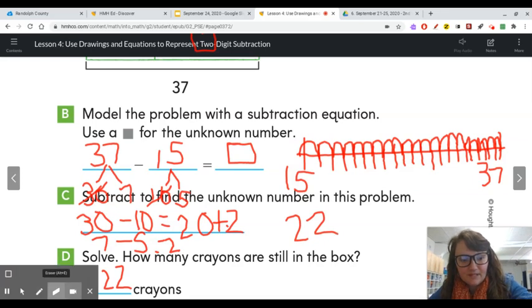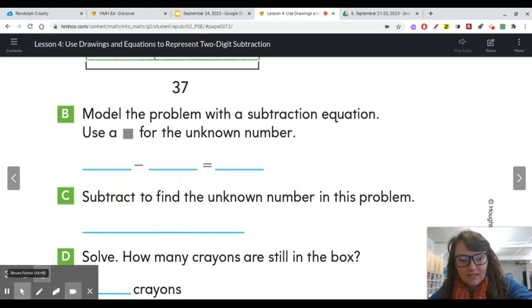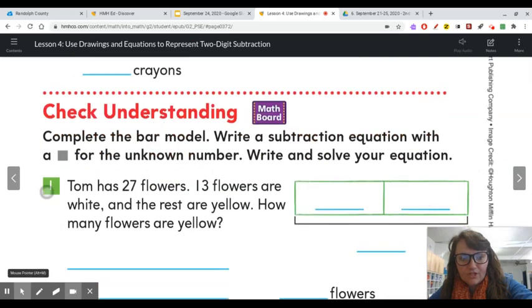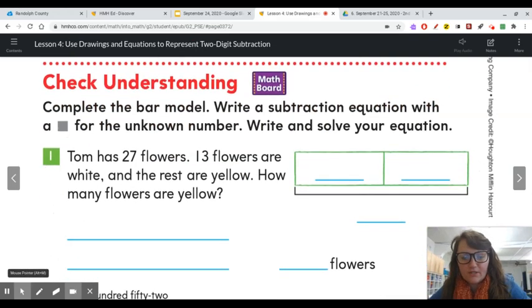Okay, now I'm going to erase and keep going. So now you're going to check understanding. You're going to complete this one on your own. So it says, complete the bar model. Write a subtraction equation with a square for the unknown number. Write and solve your equation. So Tom has 27 flowers. 13 flowers are white and the rest are yellow. How many flowers are yellow? Okay, go ahead and solve because I'm getting ready to read the next page to you.